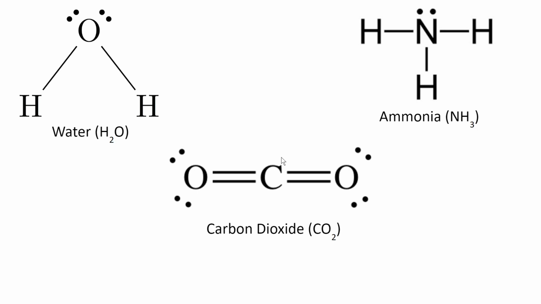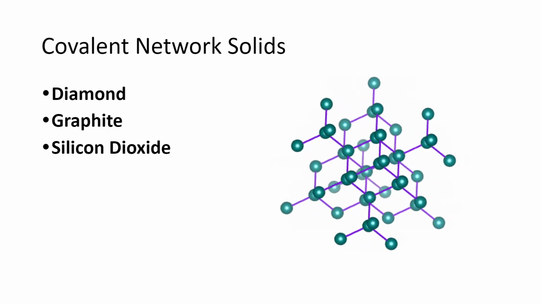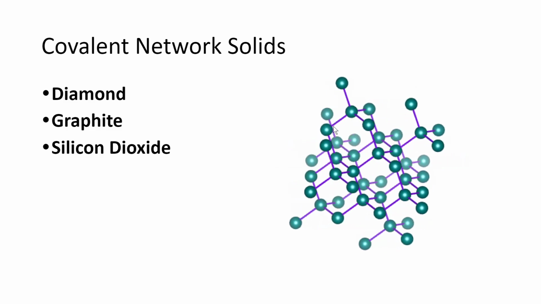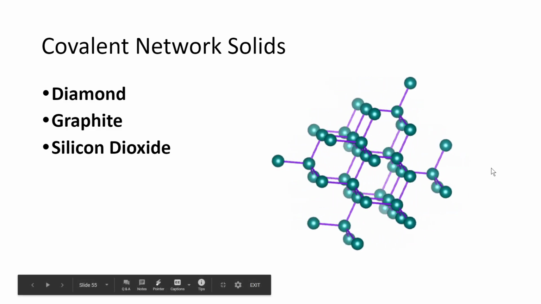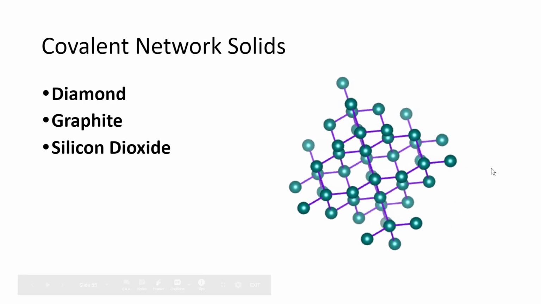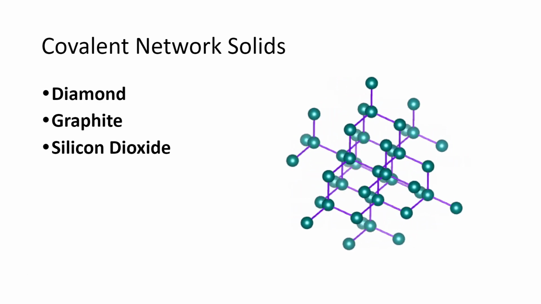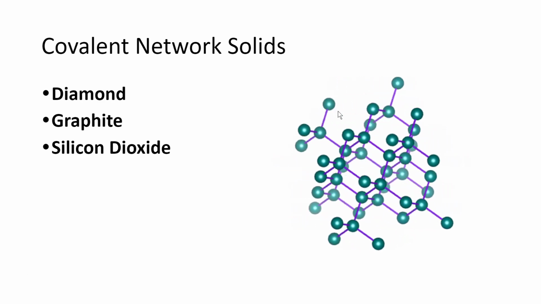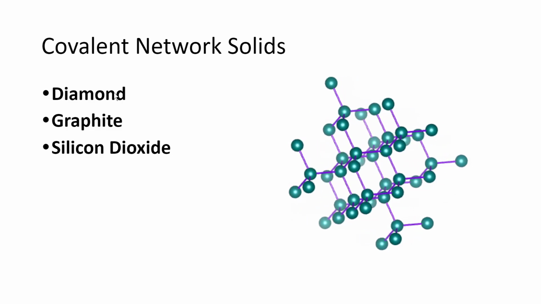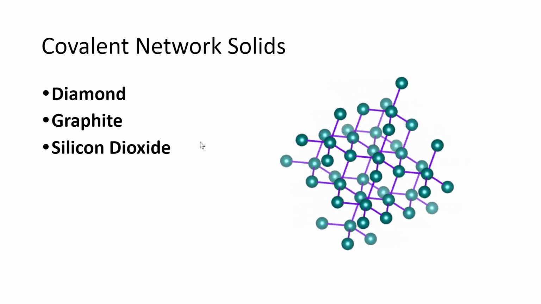And covalent bonding is really important in our last 2 types of solids we're looking at. And the first one of these is being covalent networks. And this picture over here is diamond. That's what diamond looks like. So there are 3 types of covalent networks we're looking at: diamond, graphite, and silicon dioxide. These are the only 3 you need to know.